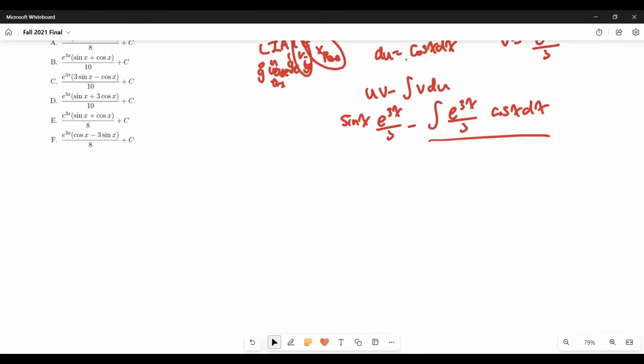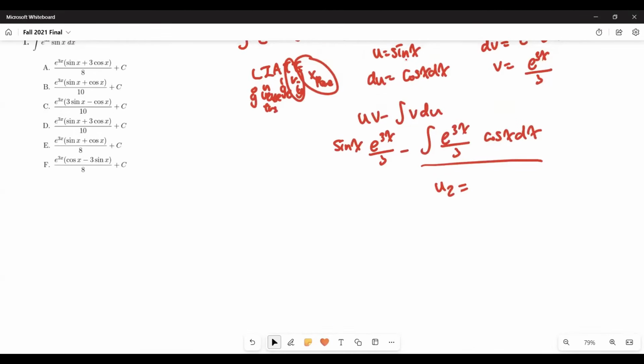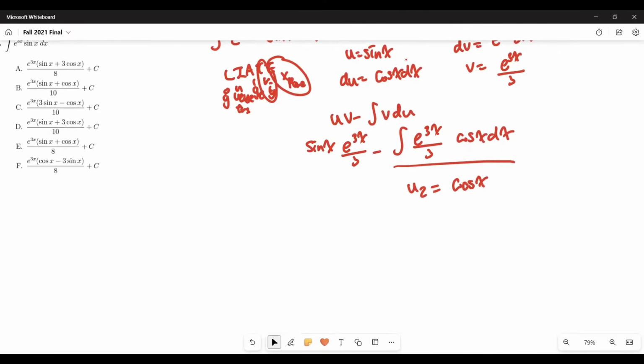So now let's do u2, and u2 is going to be the trigonometric function that we see in the integrand. So u2 will be cosine of x, and du2 will be negative sine of x dx, and dv2 is e to the 3x over 3 dx. v2 is going to be e to the 3x over 9.